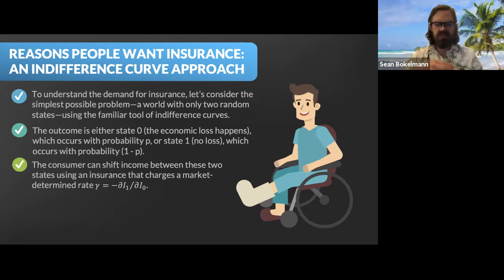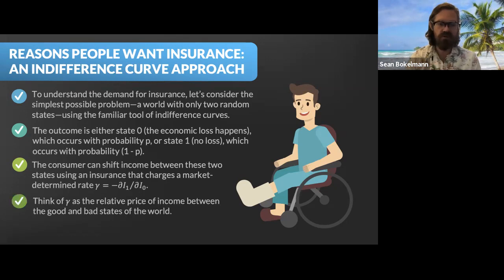So if there's insurance available, a consumer can shift their income between these two states, in a scenario where the insurance is charging a market determined rate that we'll call gamma. And you can basically determine gamma as the derivative of income in state 1 divided by the derivative of income in state 0. You don't have to worry too much about that. We're not really doing too much calculus in this class, but just for your information, right?